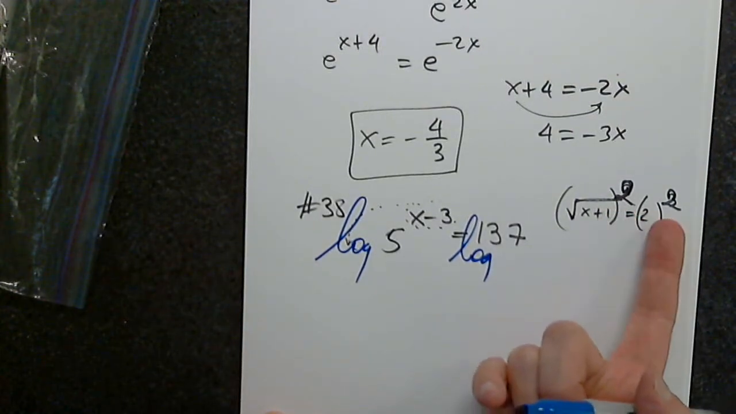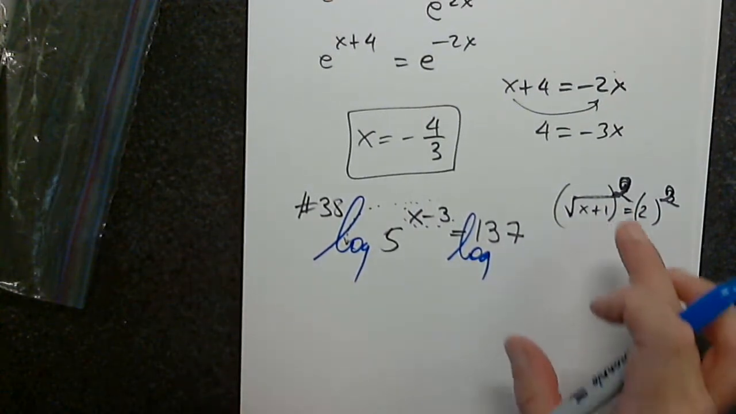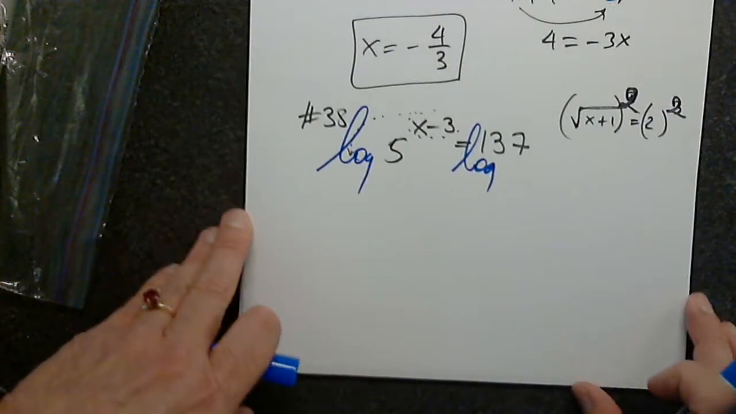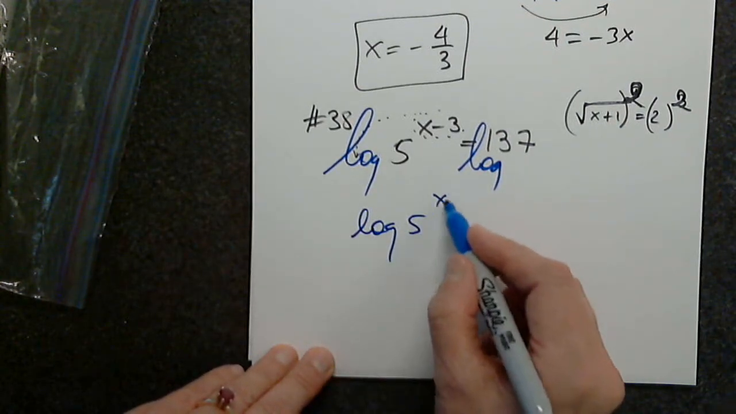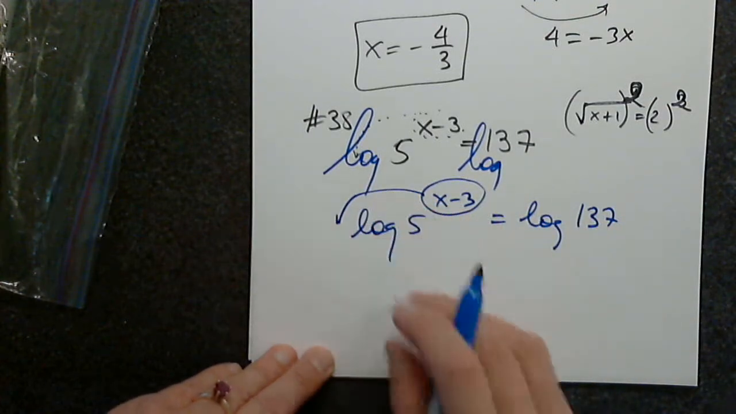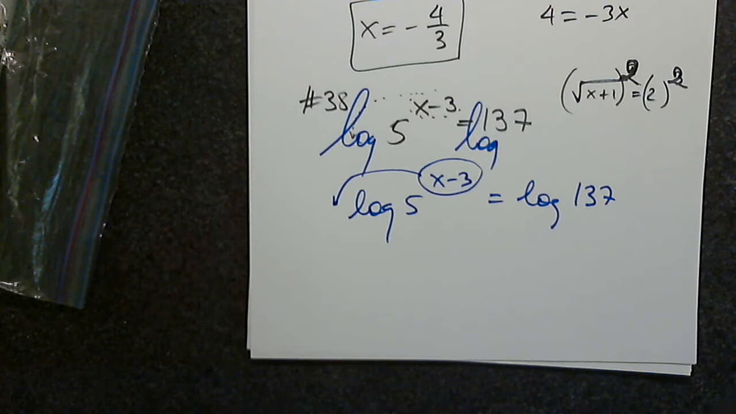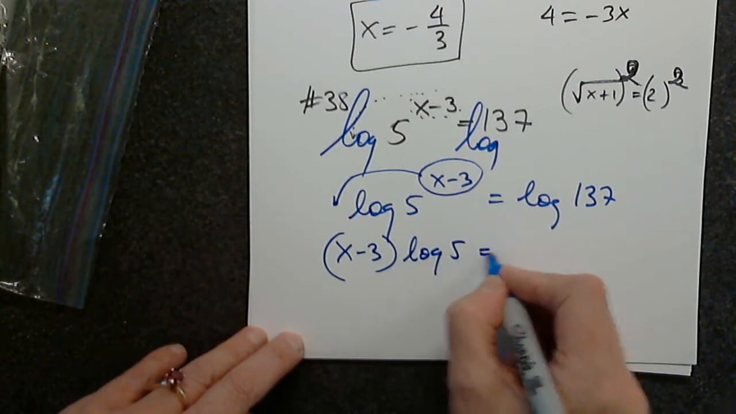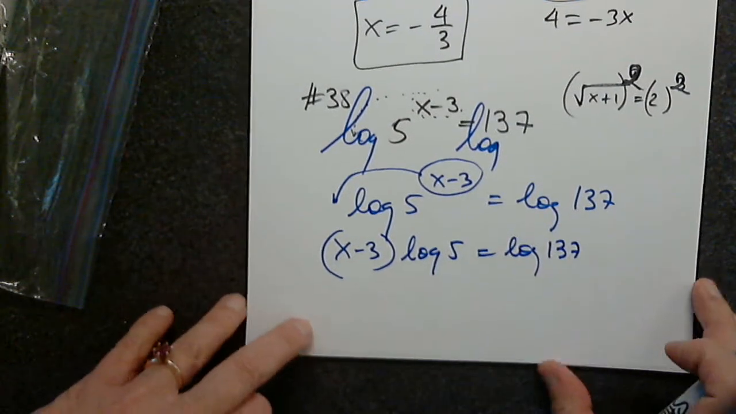Like here, we squared both sides. Here we apply log. It's a different function. Here we squared, it's the function x squared. Here we apply the function log. So I will rewrite the equation just this time. Log of 5 raised to x minus 3 equals log 137. And now this power goes in front as a factor. Please tell me how to write it. It has to be in parentheses. If you don't say parentheses, it will be wrong. Thank you very much. So x minus 3 quantity, log 5 equals log 137.